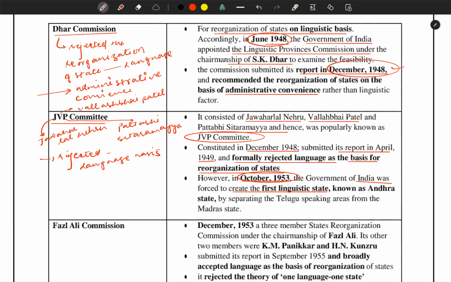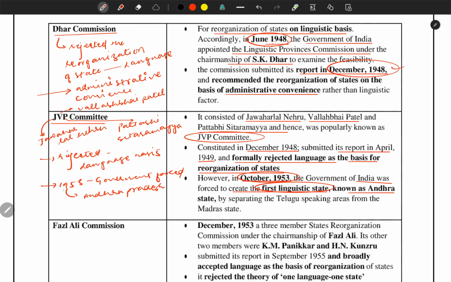But as I told earlier, people were continuously demanding separate states. So in October 1953, the government of India was forced to do so. The government of India created the first linguistic state, known as Andhra. So in 1953, the government was forced to create Andhra Pradesh as the first state that is formed on the basis of language.